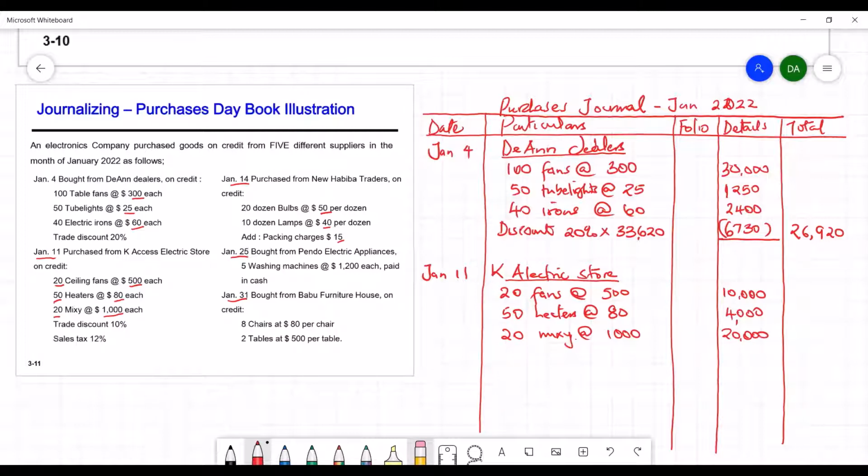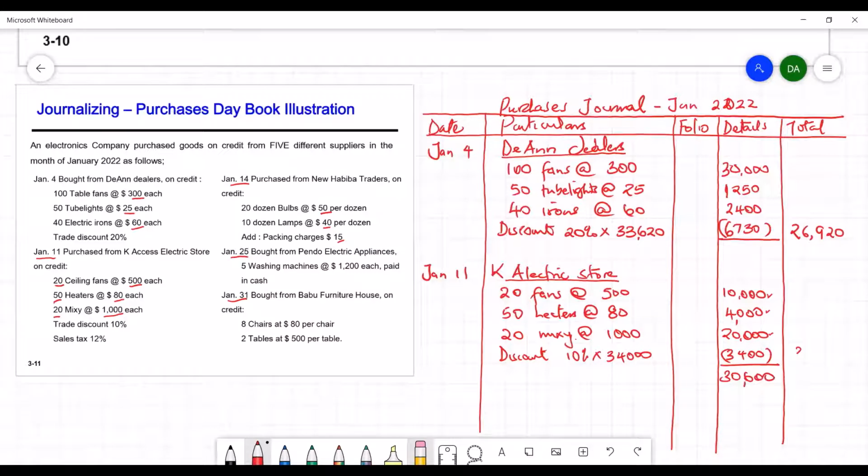Right, so in this case, we have a total of $34,000. Now from $34,000, we need to calculate a trade discount of 10%. That is the total of 10,000 plus 20,000 plus 4,000, which is 34,000. 10% of 34,000 is 3,400. If we subtract that, then we're going to have a total of 30,600.